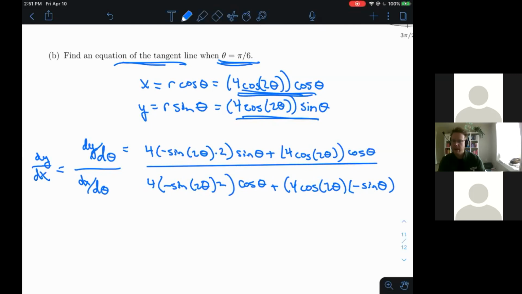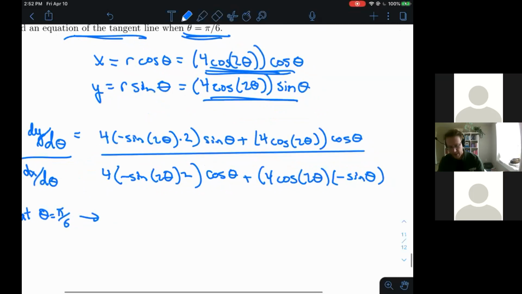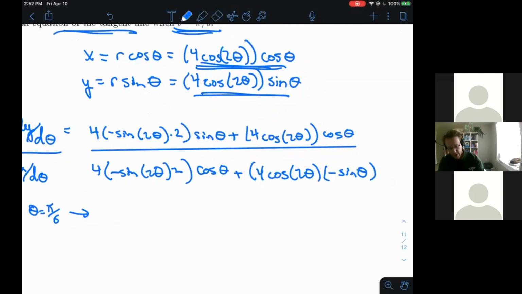And we need it at theta equals pi over 6. So now everywhere we see a theta, I'm going to plug in pi over 6. So at theta equals pi over 6, everywhere I see a theta, I'm going to be plugging in pi over 6. Let's also clean this up a little bit. I see a 4, I see a 2, I see a negative sign, so I'm going to put negative 8.